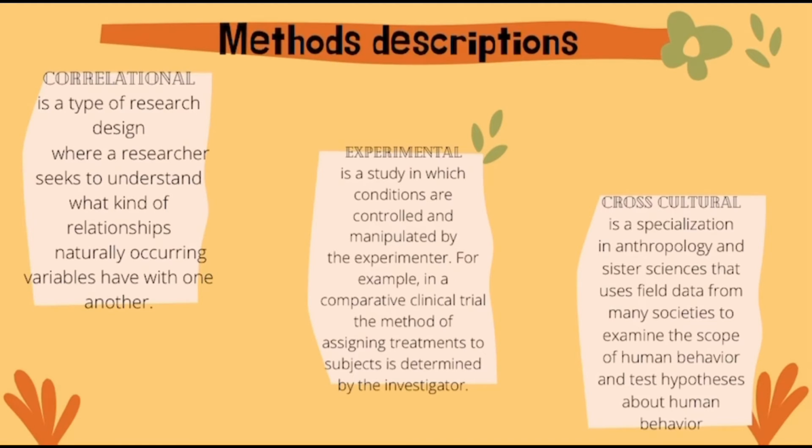Experimental is a study in which conditions are controlled and manipulated by the experimenter. For example, in a comparative clinical trial, the method of assigning treatments to subjects is determined by the investigator. And finally, we have cross-cultural, which is a specialization in anthropology and sister sciences that uses field data from many societies to examine the scope of human behavior and test hypotheses about human behavior.